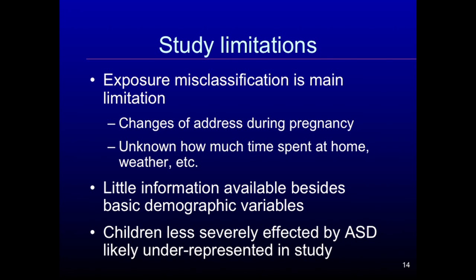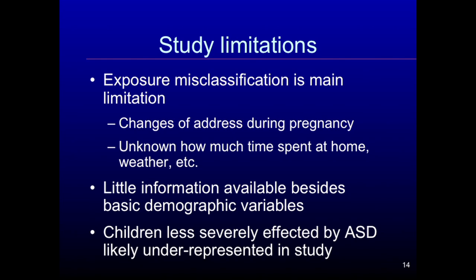People change their address during pregnancy. It's actually one of the most common times for people to move. We also don't know how much time mom spent at home. She may have had that address at birth, but she may have been commuting to another part of the state that entire time. So that's a big question. For all we know, we think those are entirely random misclassification errors, so that it shouldn't be biasing our effect estimates anyway, except worse than null, but we don't know that for sure.